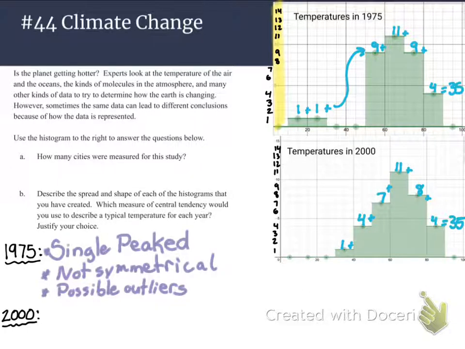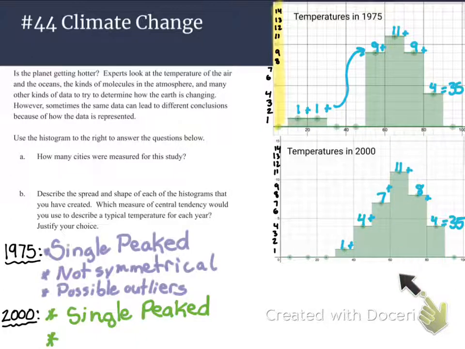Now for the year 2000, it does look different. Once again, I would say this is single-peaked. It has one big central peak on there. And if I were to cut a line down the center of it, it does look like the right half would match the left half. Not exactly, but if I'm approximating or looking at it roughly, I would say it's rather symmetrical. And it doesn't appear to have any outliers, so I'm not going to write that down.